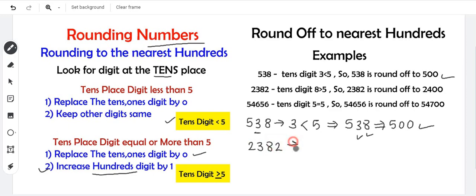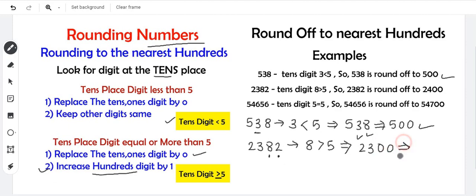2382, in which first we will look for the tens place, which is 8. Let's compare with the condition: 8 is greater than 5. It holds the second condition, in which we replace the tens and ones digit by 0. Tens digit is 8 and ones digit is 2. It is replaced by 0 and ones also replaced by 0.